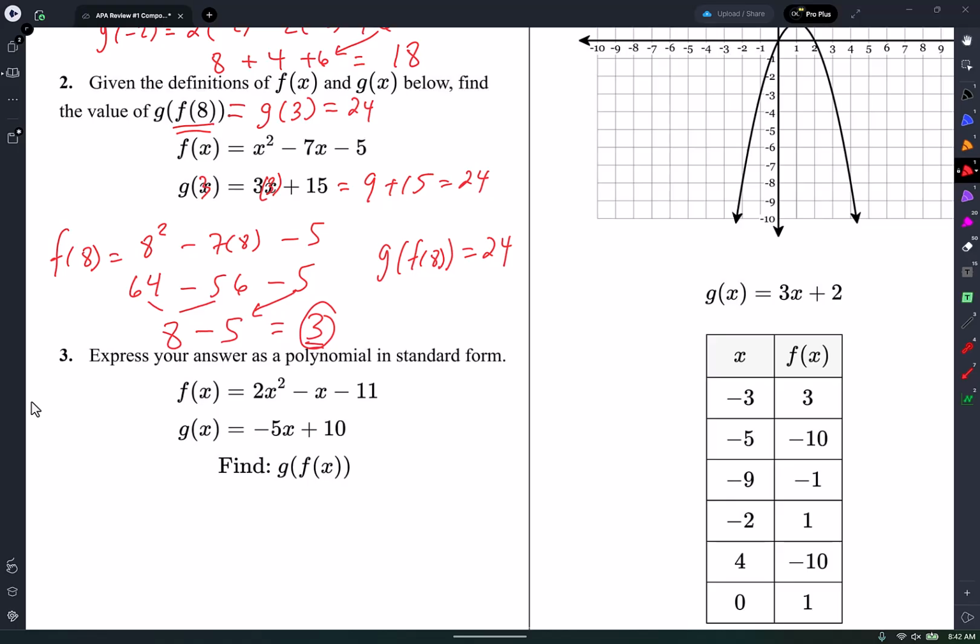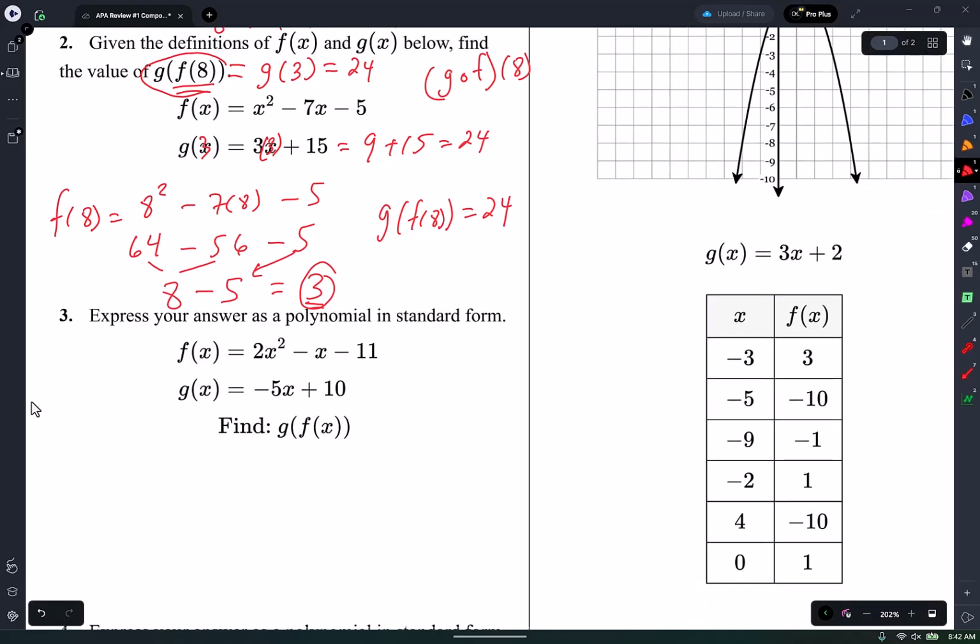It's the same idea. You see how it says G of f of 8? You could have written it like this: G composite of f at 8. You could have written it like that. Just two different ways. Cool or not cool? Cool.